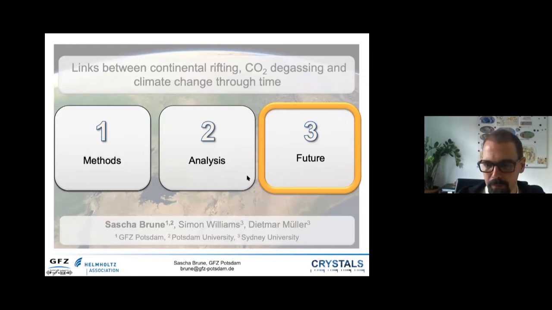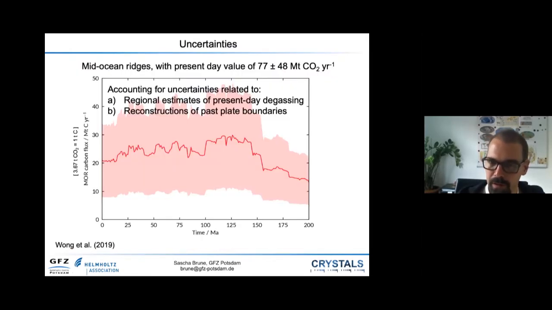Okay, now this first of all means that rifts are a previously underrepresented component of the carbon cycle. But this also means that we just need to improve. We have to do better in quantifying how much CO2 is released at all these boundaries. And there I like this study by Kevin Wong that Sabine also mentioned before, because he dared to put error bars on the data. And so this is mid-ocean ridges with a present day value of 77 plus minus 48.